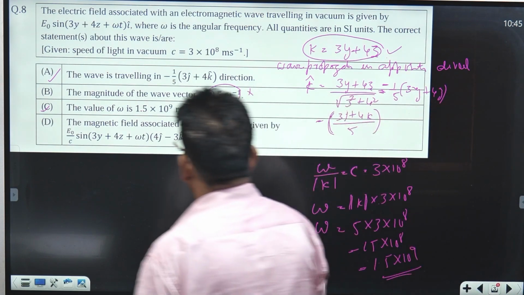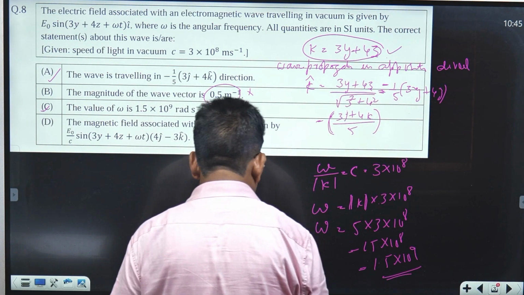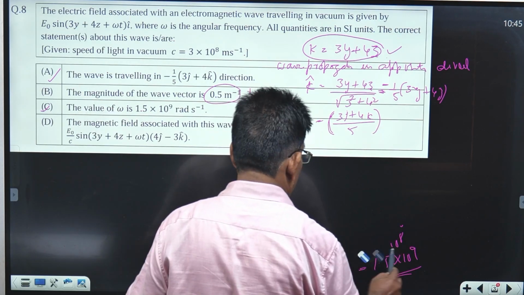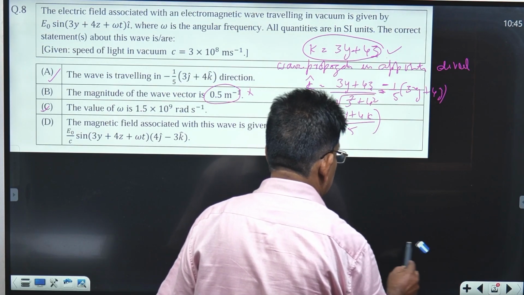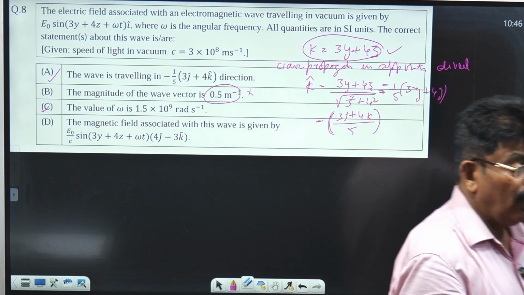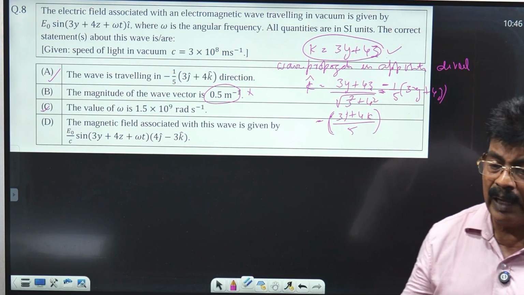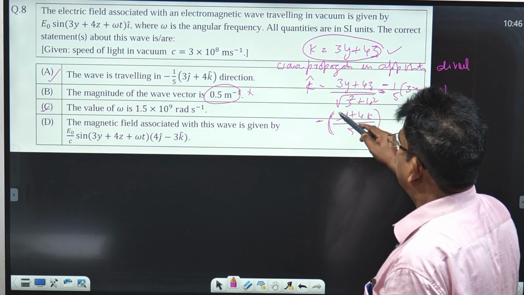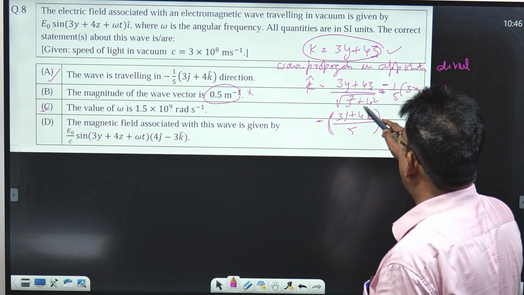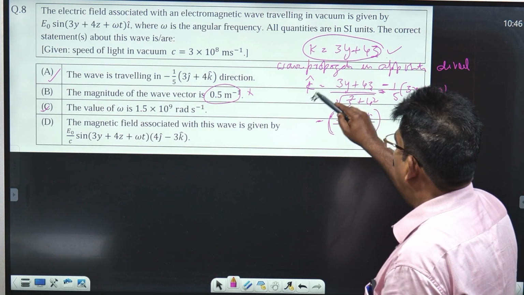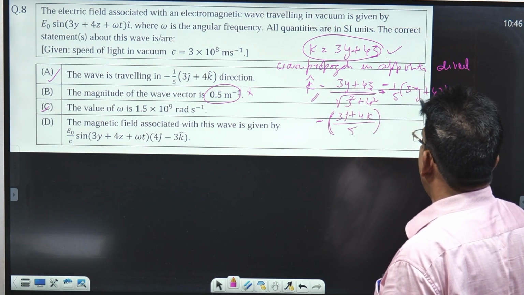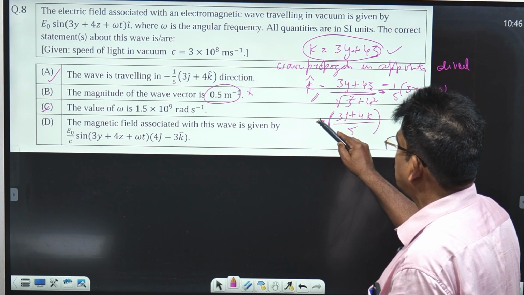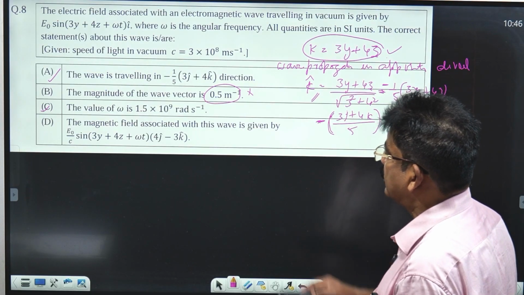Now, we have to get the magnetic field. How to calculate the magnetic field with the direction indicated? I already told you in the first option A, we calculated the direction of propagation of the wave by the unit vector. The wave vector is 3y plus 4z. Its magnitude is coming to be 5. Therefore, the unit vector will be 1 by 5, 3j plus 4k. And since wave propagation takes place opposite to the direction of the wave vector, this will be minus 1 by 5.